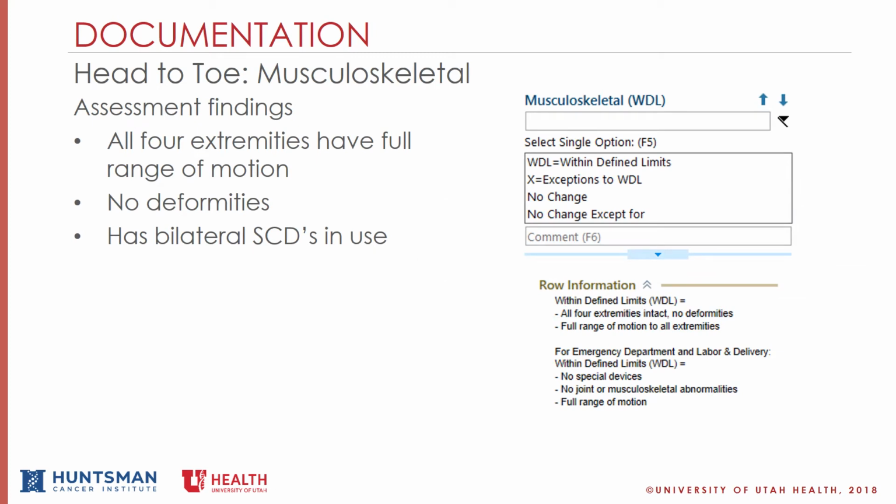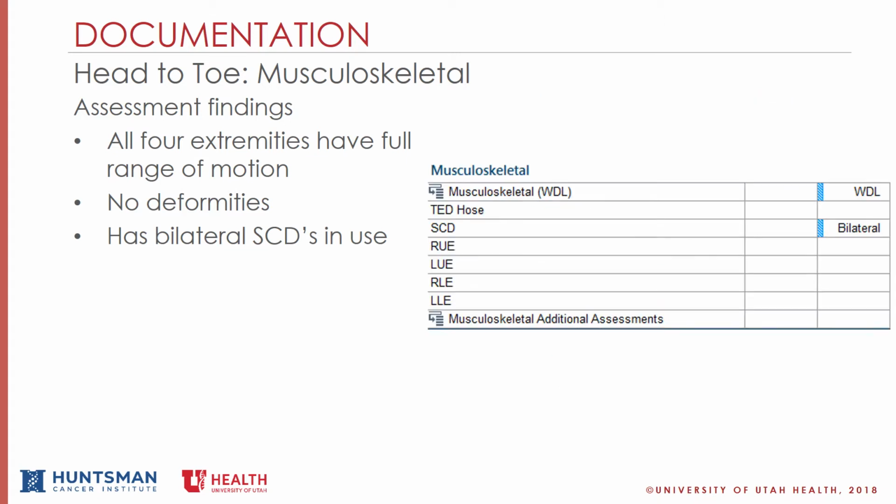Next, let's review the musculoskeletal section. Our assessment findings were all 4 extremities have full range of motion, the patient has no deformities, and the patient has bilateral SCDs in use. With this in mind, does the patient meet the WDL definition? This patient does. This is also a place where you can chart if the patient is using SCDs.